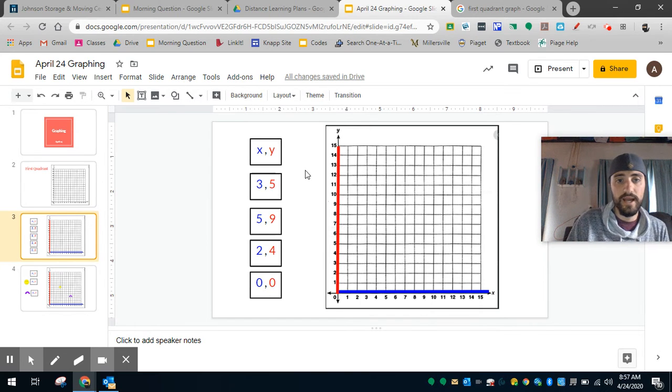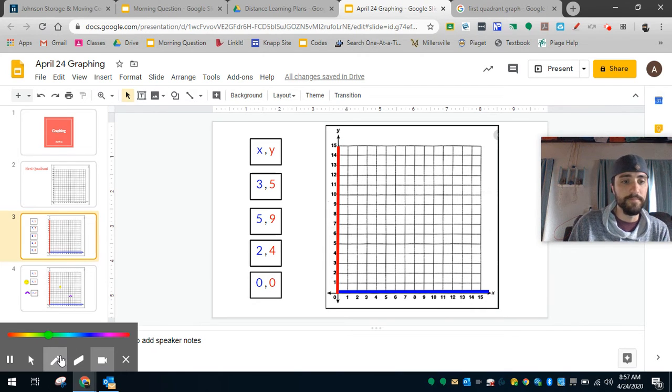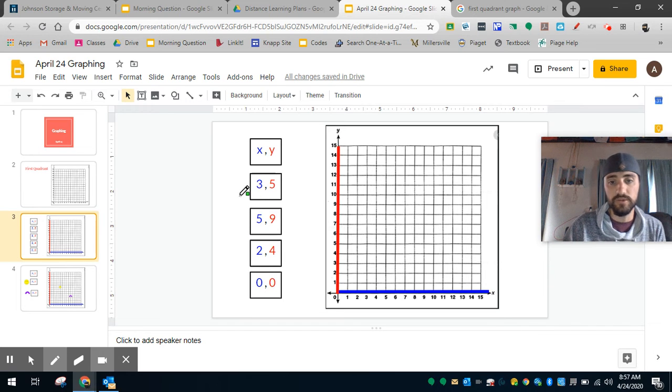All right, so we have this first point, 3, 5. This is called an ordered pair. This ordered pair is going to tell us where to plot a point, and it gives us our instructions. So we look at the first number. The first number is always the X number.